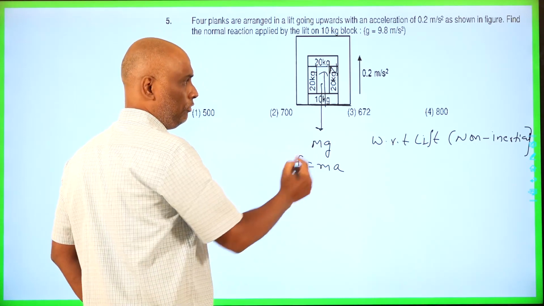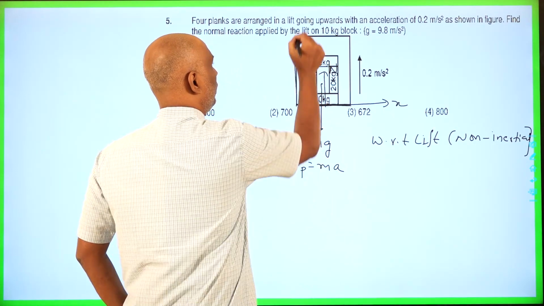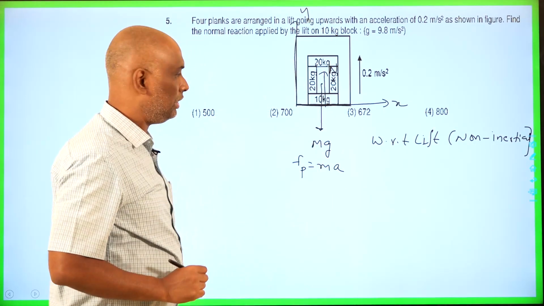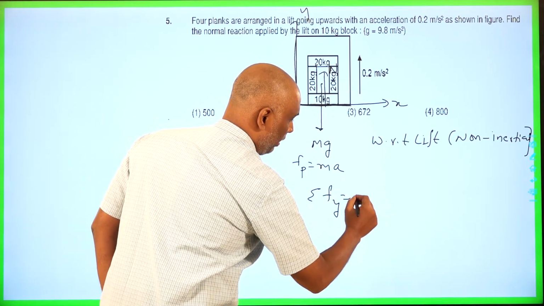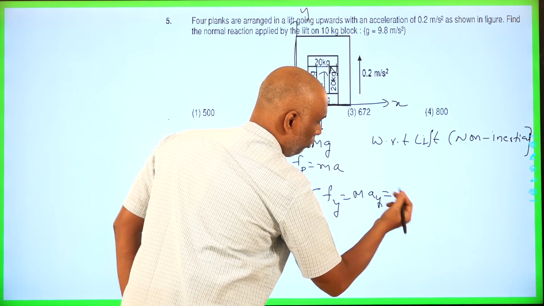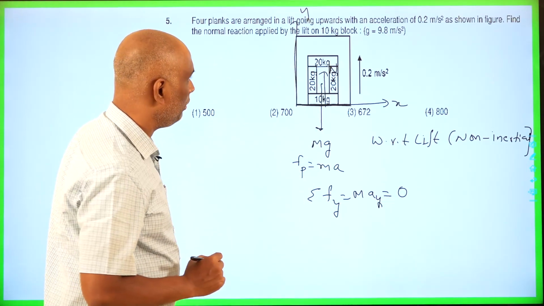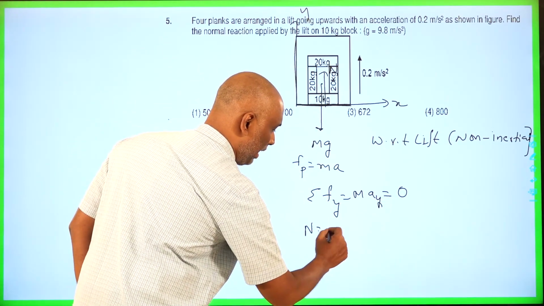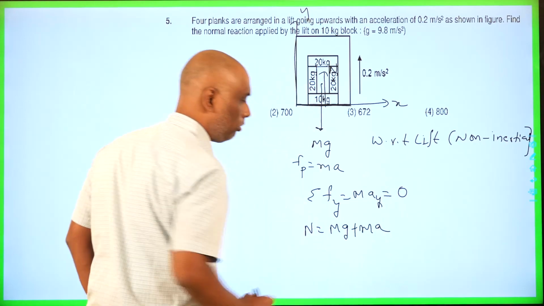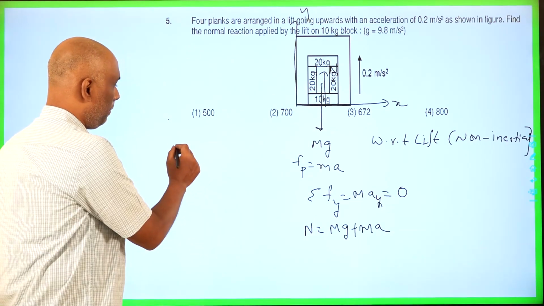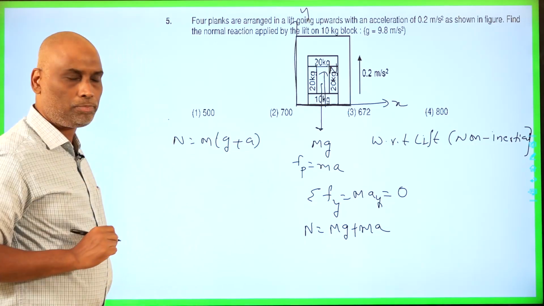So with respect to the lift, if I take this direction as x direction and this direction as y direction, the sum of the forces acting along the y direction is equal to mass into acceleration along the y direction. With respect to the lift, it is at rest. That means the normal reaction will be balanced by mg plus the pseudo force, which is equal to ma. Therefore, the normal reaction will be equal to m into (g plus a).